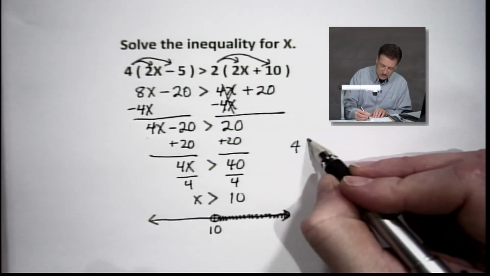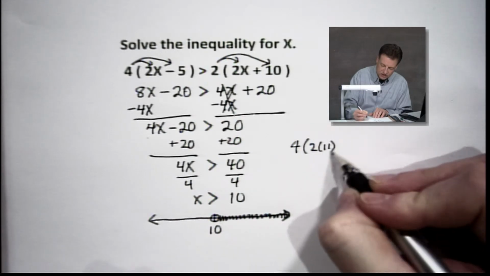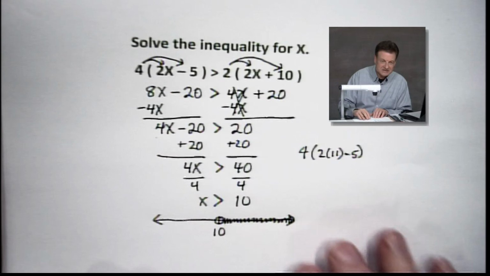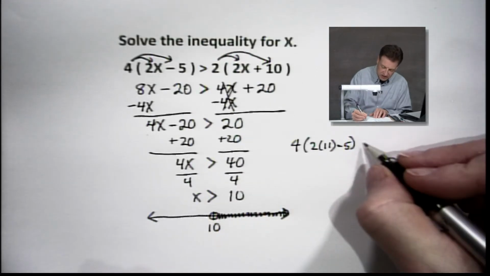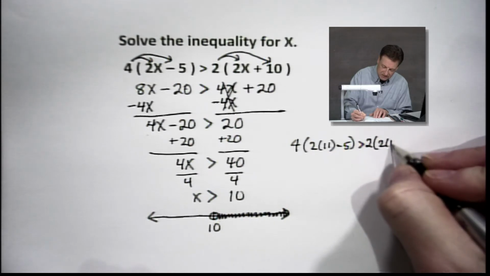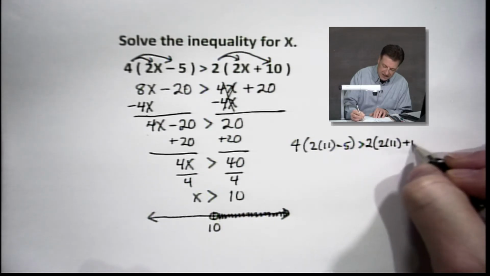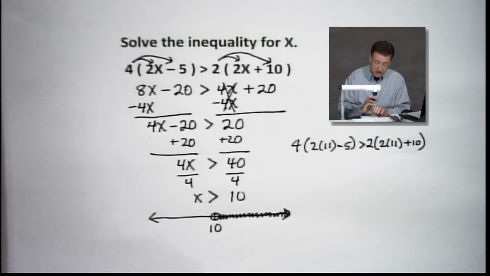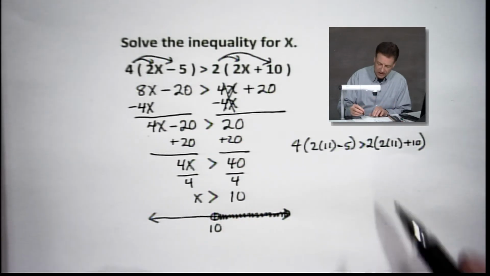How about that? Is there such a thing as a quick 11? We're going to find out. 2 times 11 minus 5. We'll work that out because that's a parenthesis order of operations moment. Greater than, on the other side of the coin, I've got 2 times 11 plus 10. And we're going to see, does this hold true? If it holds true, that means we definitely have a good solution going here, all right?